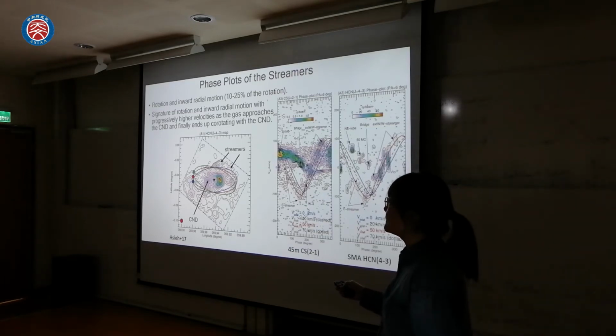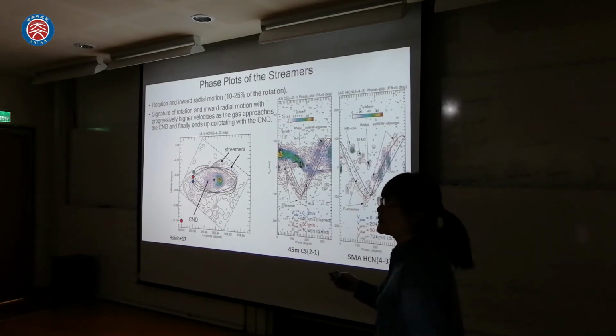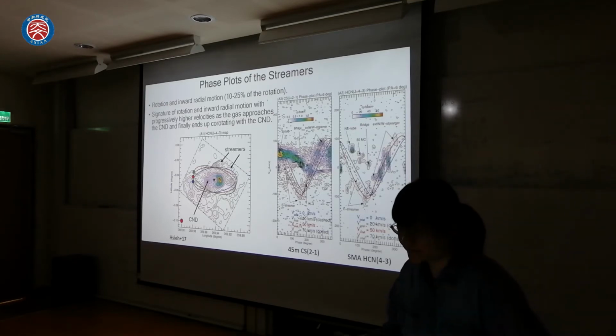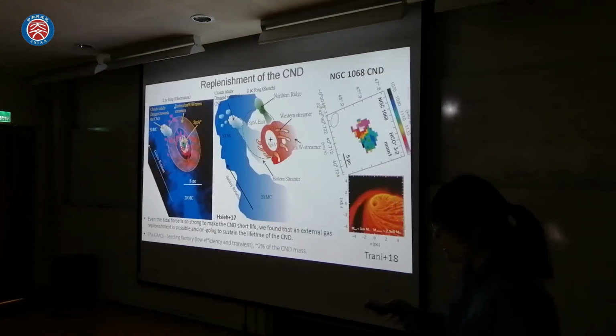Well, we extracted the phase diagram not only at one circle, but at multiple circles at different radii. We found that these streamers are not only co-rotating with the CND, but gradually merge with the CND from the outer part to the inner part. So it's kind of an accretion process here.